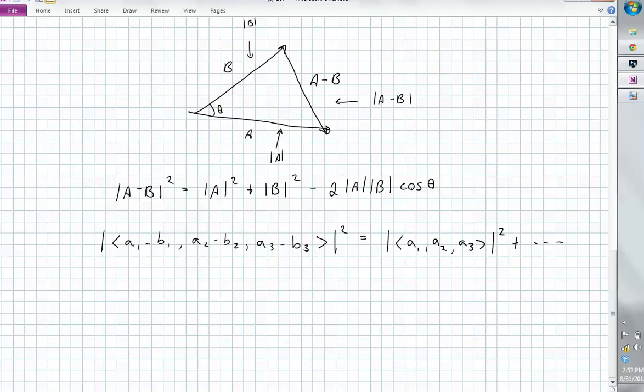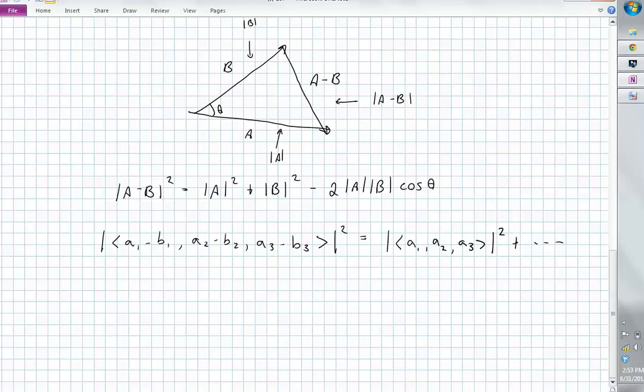Similarly here, what's that? In terms of coordinates, what does it look like? B1 squared plus B2 squared plus B3 squared. Good. So there's a bunch of squared stuff here. How about this guy? Well, it's this squared plus this squared, right? Let's look at one of these guys. What happens when I square this out? Well, I get A1 squared plus B1 squared minus 2A1 B1, right?